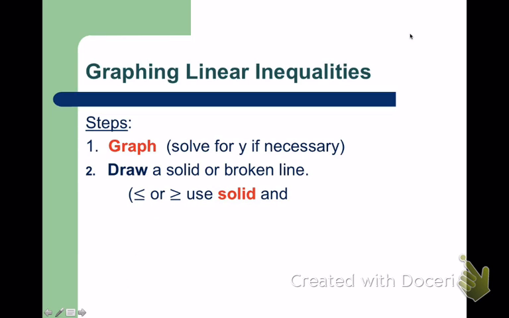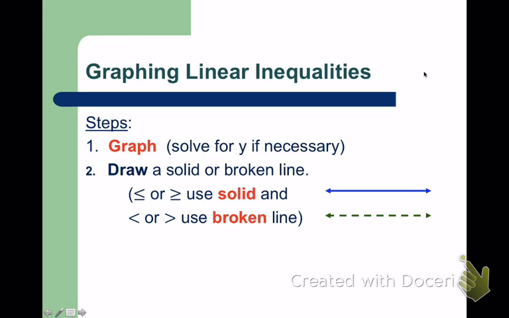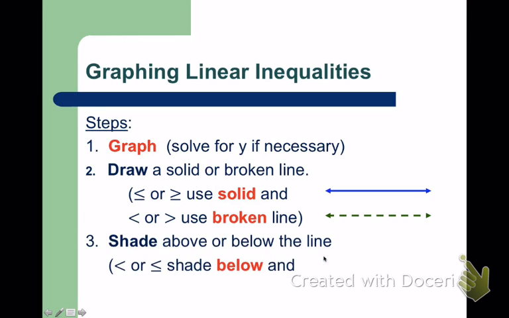So again, these two symbols, we use solid with the equal sign. These two symbols, we use a broken line because it does not include the line, no equal sign. So we just draw a dotted line or a broken line. The third step is we decide, do we shade above or do we shade below? The less than signs, we shade below. The greater than signs, we shade above.